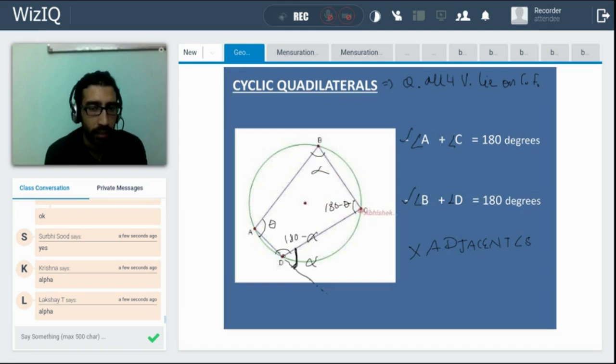That is true for any exterior angle. If I extend side CD or DC here, what do I get here? This has to be theta, equal to the opposite interior angle. Okay, very good.